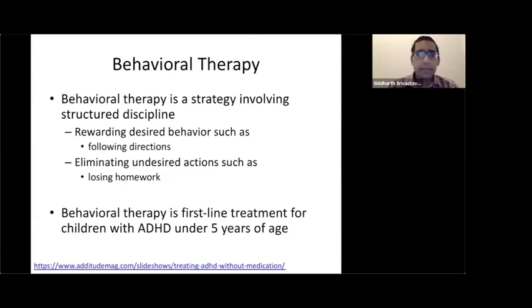Behavioral therapy is an approach that involves structured discipline to reward desired behaviors, such as following directions, and eliminating unwanted actions, such as losing a toy or losing homework. For kids under the age of 5, behavioral therapy is the first-line treatment for children with ADHD. And I've included a link from a parent-friendly magazine below that talks about this in a little bit more detail.